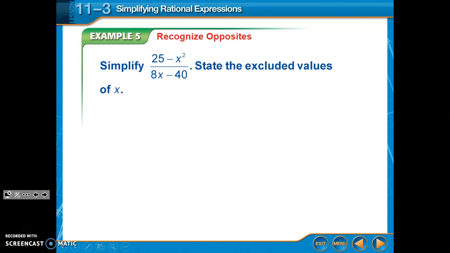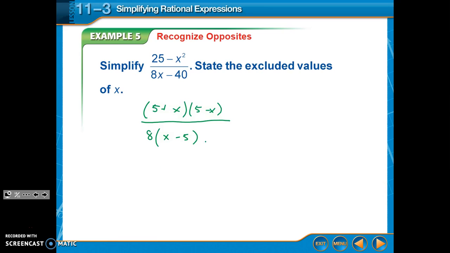Okay, for this one, we want to do the same thing. We want to factor this. So up top, this is a perfect square minus a perfect square. If you guys remember, we can take the square root of each of them and do 1 plus and 1 minus. Okay, and on the bottom, 8 goes evenly into both 8 and 40. So I'm going to pull out 8, and I'm left with x minus 5.